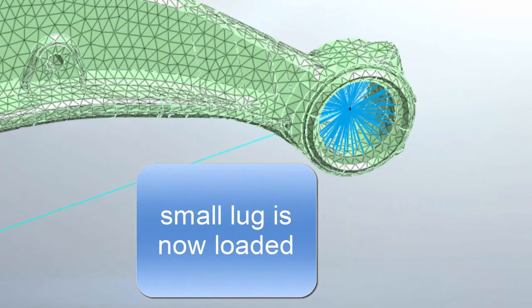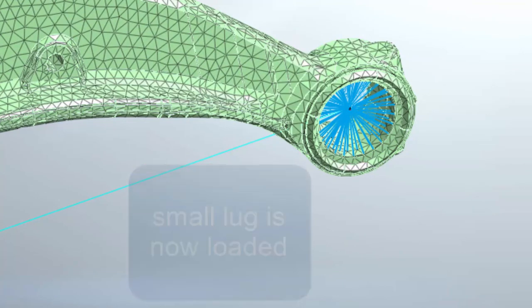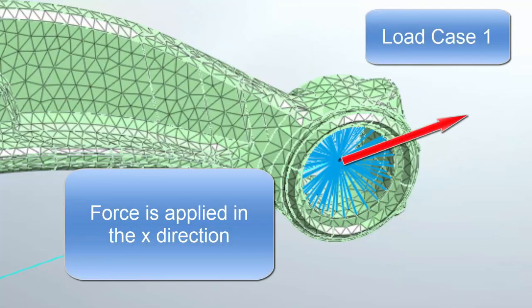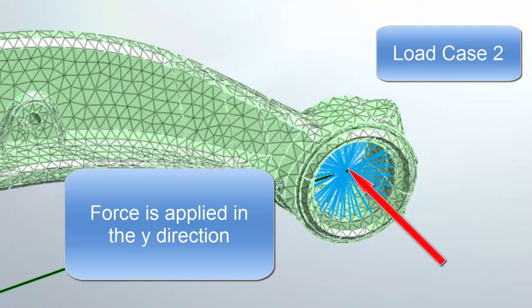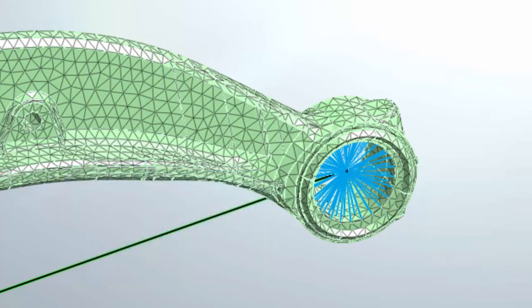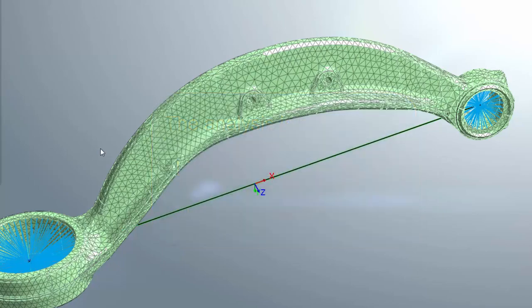Now we come to the small lug, where we're going to apply point forces to the center node. The first load case is a force applied in the x direction to the center node. The second load case is a force applied laterally in the y direction at the center node. Now in the preprocessor, we want to formally define three load cases. Two we've seen, the third is going to be a combination from the first two.